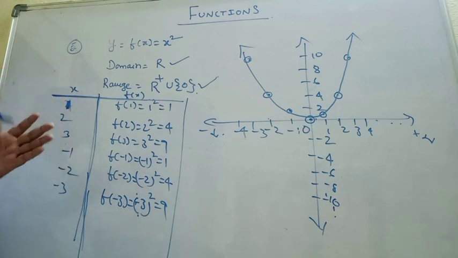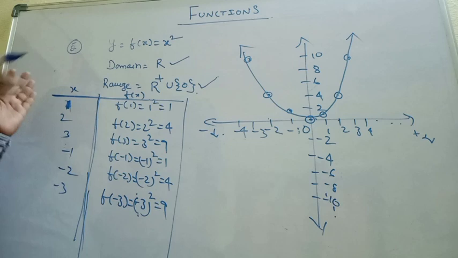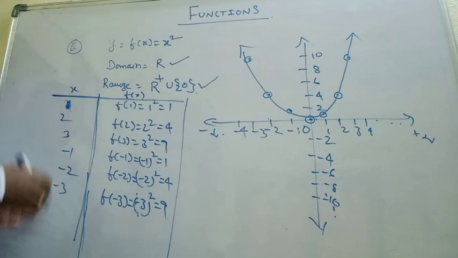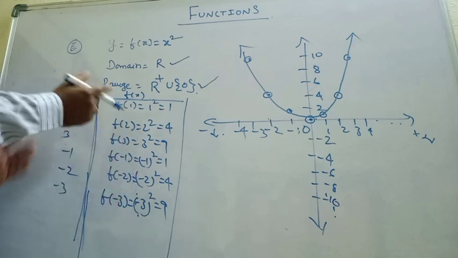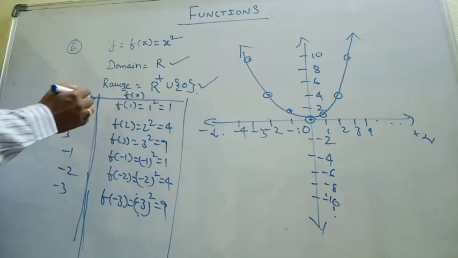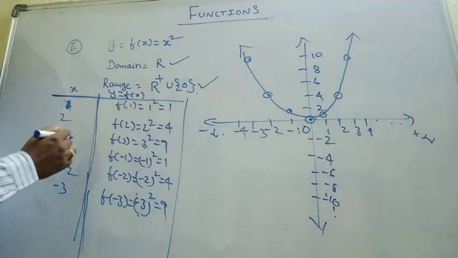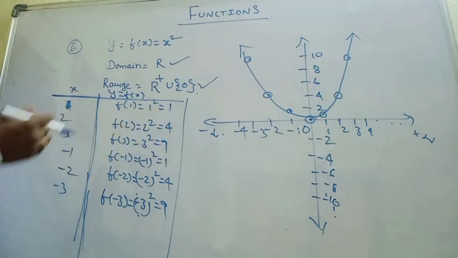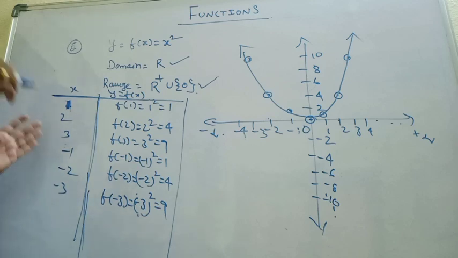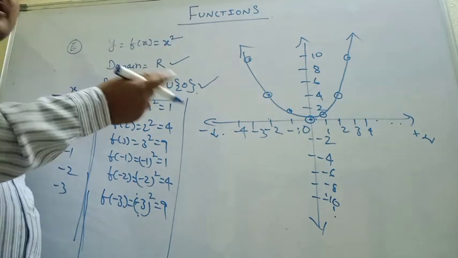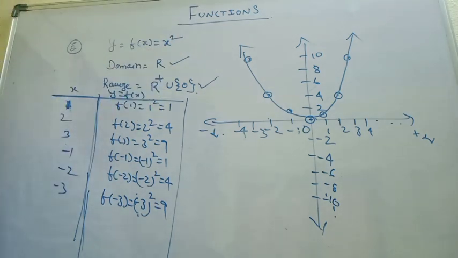For the other curves, I am not going to take the table, because it takes a lot of time. You give different values of x, and you will get different values of y. Now the points will be formed as x, y. The points are 1, 1, 2, 4, 3, 9, -1, 1 like this. With these points you plot and join with a freehand, and you are going to get the curve.